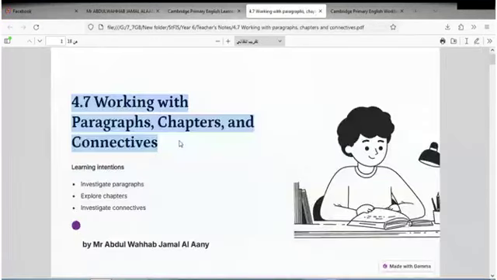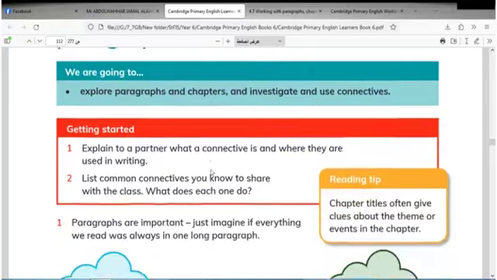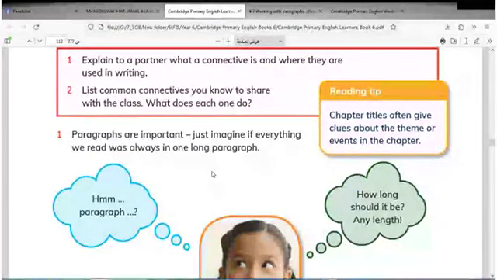So in this session we are going to explore how to investigate paragraphs, and we are going to explore chapters, and we are going to have an idea about connectives. All of this, of course, is to serve our purpose in writing: how to use paragraphs in writing, how to use chapters in writing, and how to use connectives in writing. Our main purpose is to write. I'll move through the exercises while I am explaining.